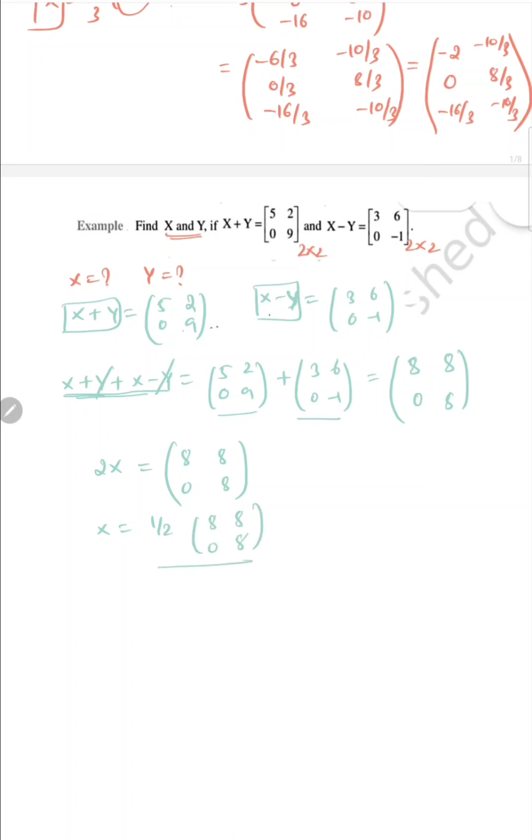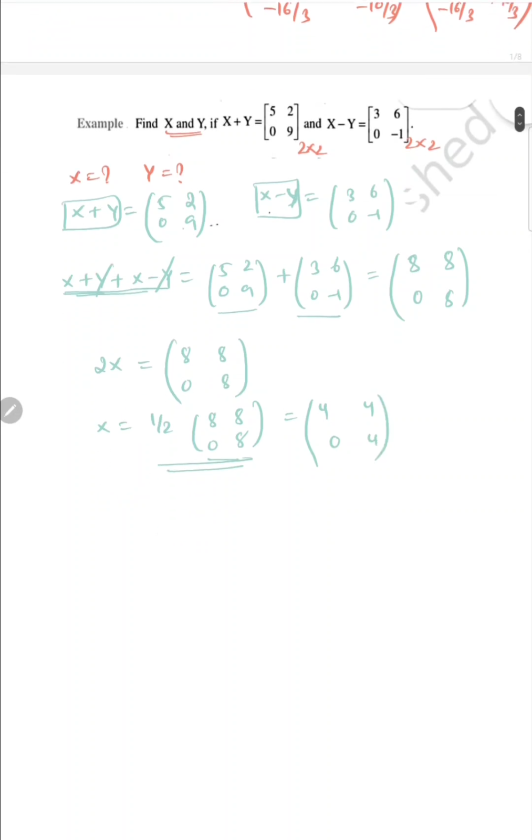So this is scalar multiplication of the matrix by 1 by 2. Multiplying each element with 1 by 2, 8 by 2 means 4, 8 by 2 is 4, 0, 4. So this is about X.